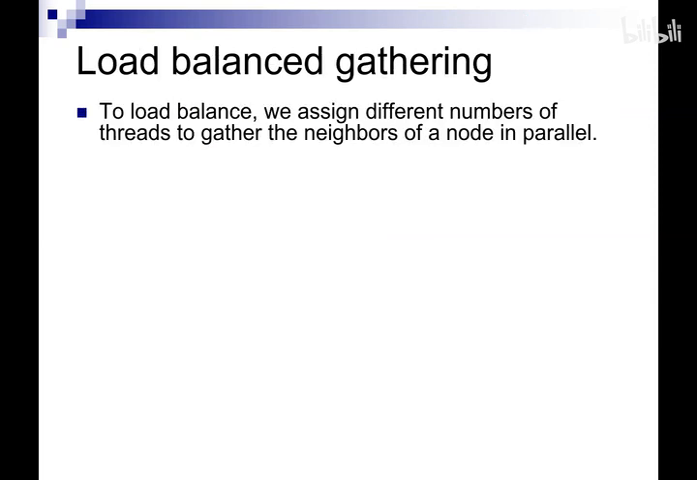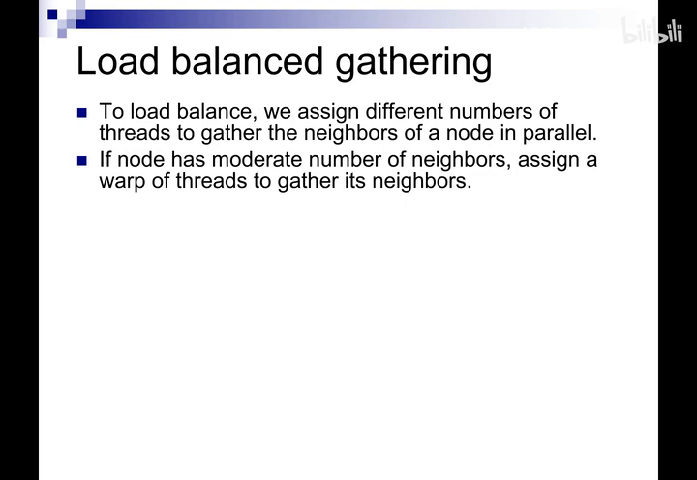Now that we don't have to use locks anymore, let's figure out how to do load balancing. Basically, the idea is that since different nodes have different numbers of neighbors, we're going to need to assign different numbers of threads to gather the neighbors of different nodes. The nodes that have lots of neighbors, you need to assign more threads to process their neighbors.